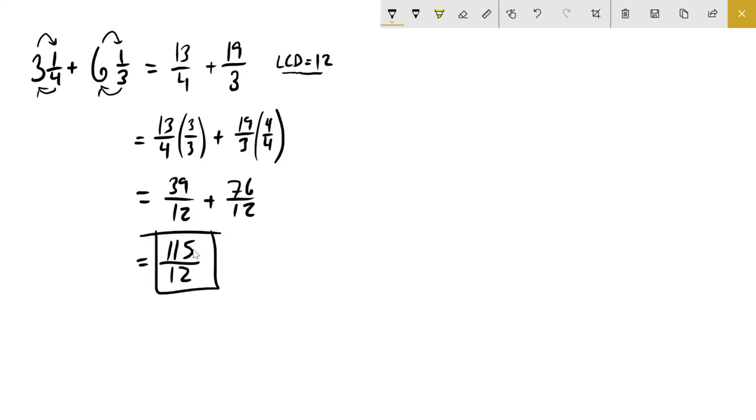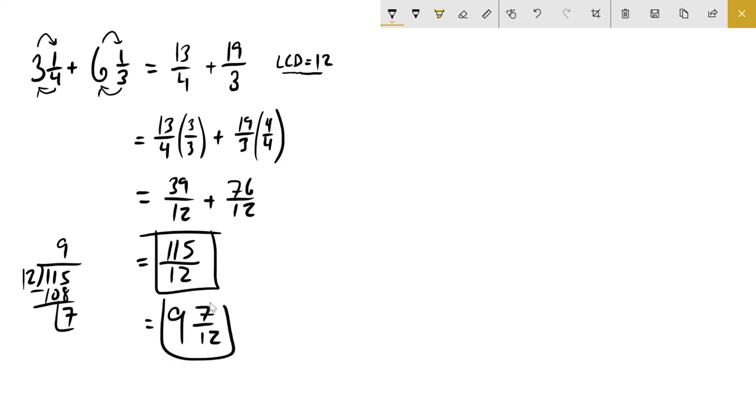But we could turn it into a mixed number. So how many times does 12 go into 115? It goes in 9 times because 9 times 12 is 108 with a remainder of 7. So then it looks like it would be 9 and 7/12 if you had to convert it to a mixed number.